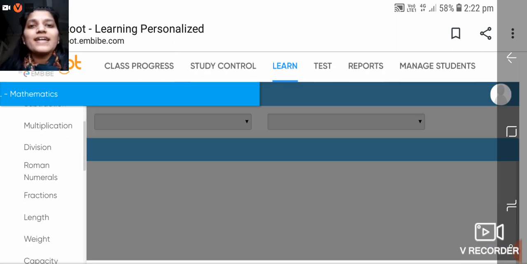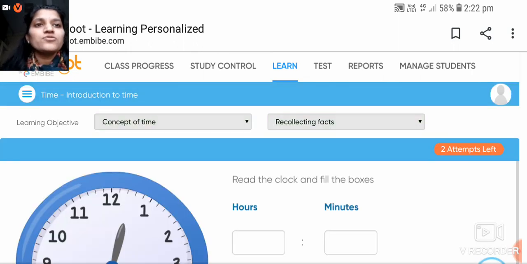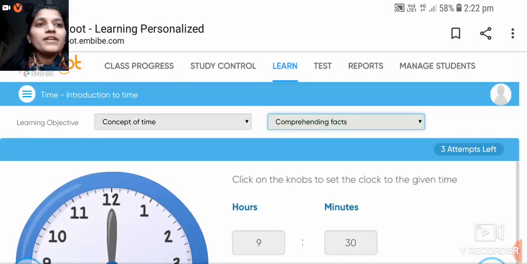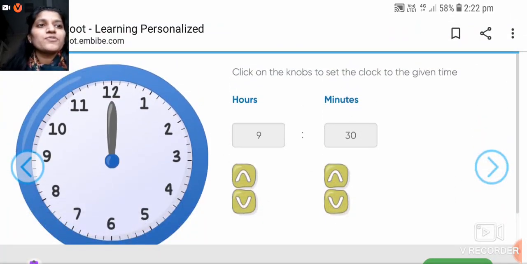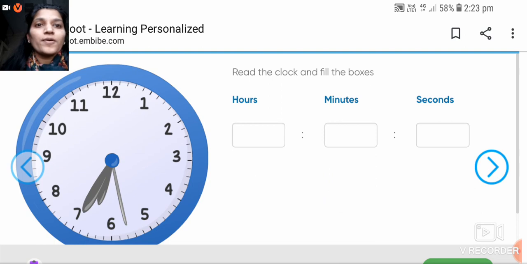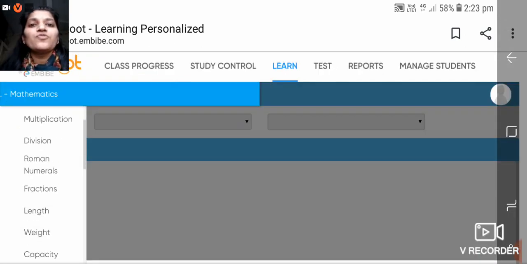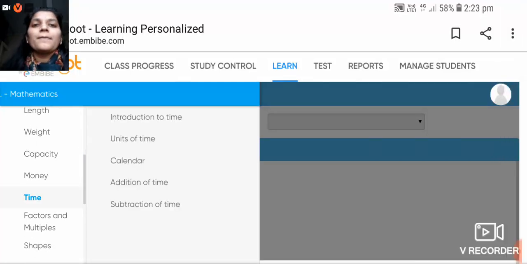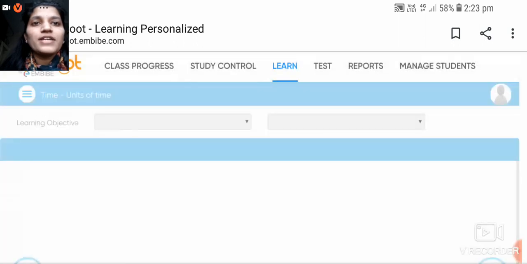So students, like that you are going to solve the examples. Please solve the examples. It is very important to solve the examples using the Fun2 tab. Now comprehending facts. In comprehending facts also you can see this type of questions. I told you how to solve. You have to just click on the knob and you have to set the clock like that. So students, now we are going to move forward to the second point of the lesson, that is units of time.